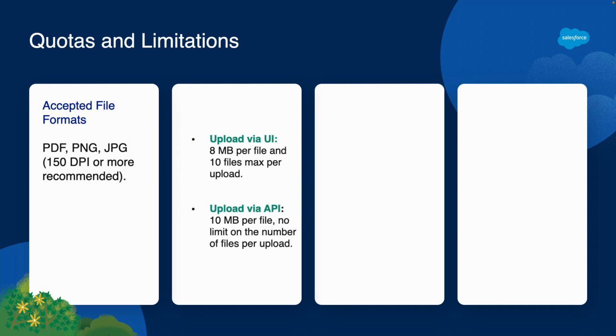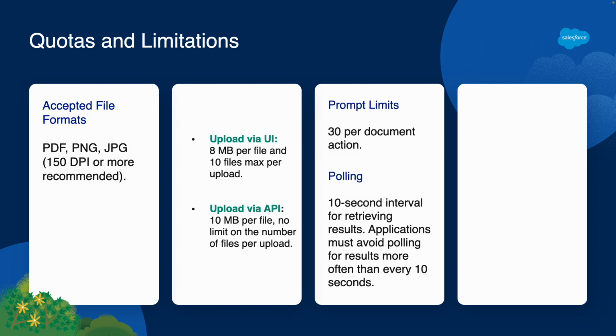Next, you can upload via the UI. If you are uploading via the UI, it is 8 MB per file max, and 10 files max per upload. So for each upload you can upload 10 files at the max, and each file should not cross 8 MB. But if you are using the API, then there is no limit on the number of files per upload. You can upload as many files as you want, but make sure that each file is not more than 10 MB. This is something you need to know.